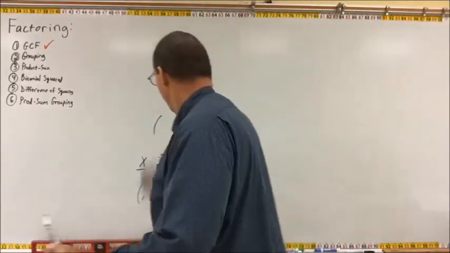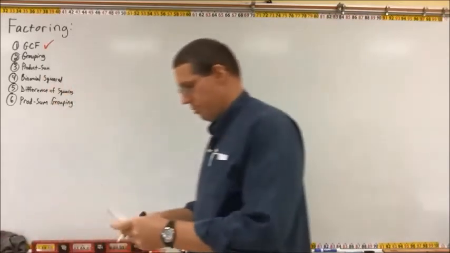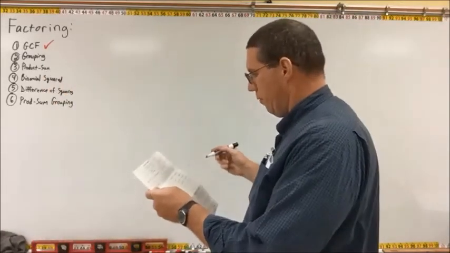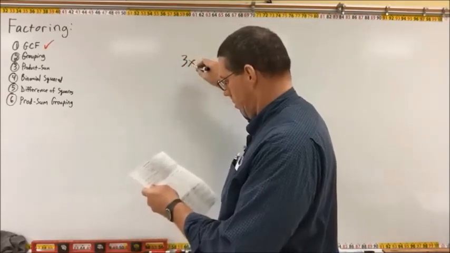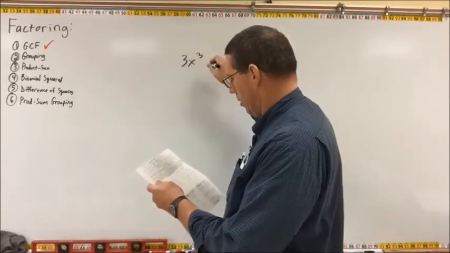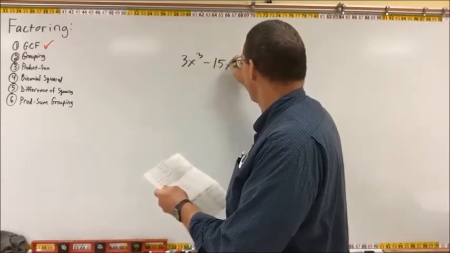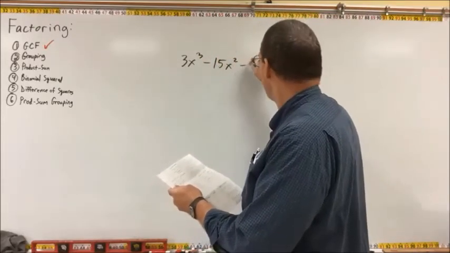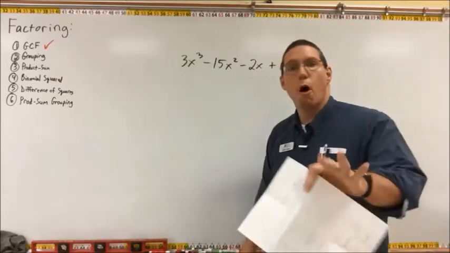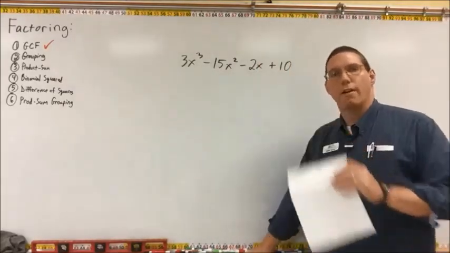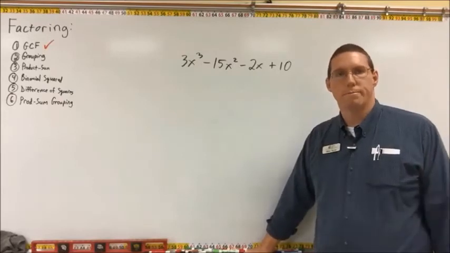Let's try another example. What if we had 3x to the third power minus 15x squared minus 2x plus 10? Why don't you pause the video and try and figure this one out on your own?